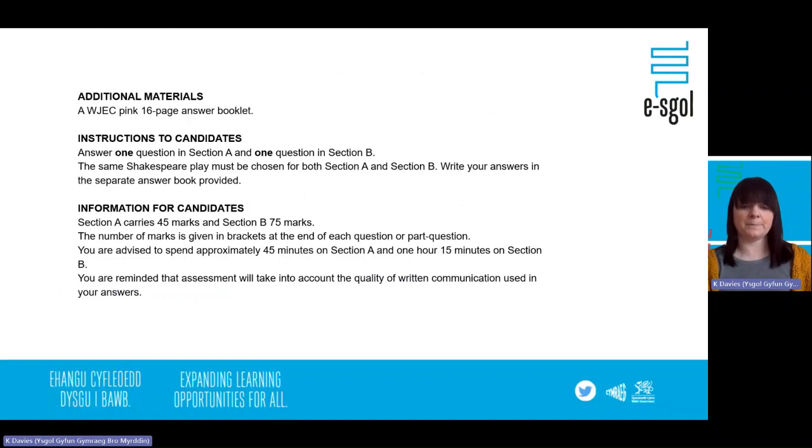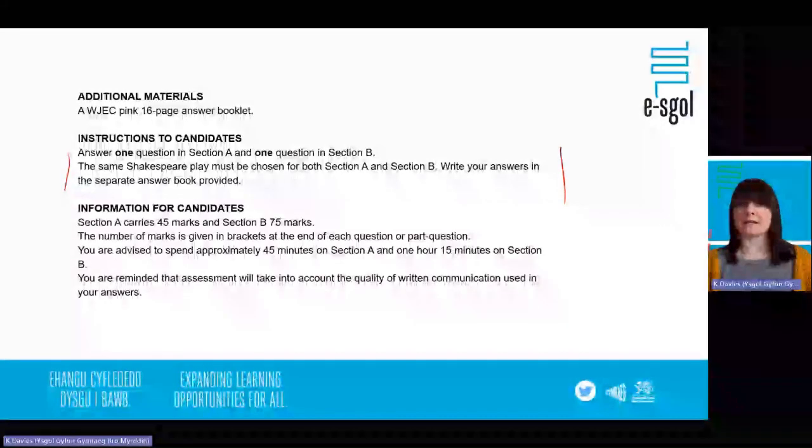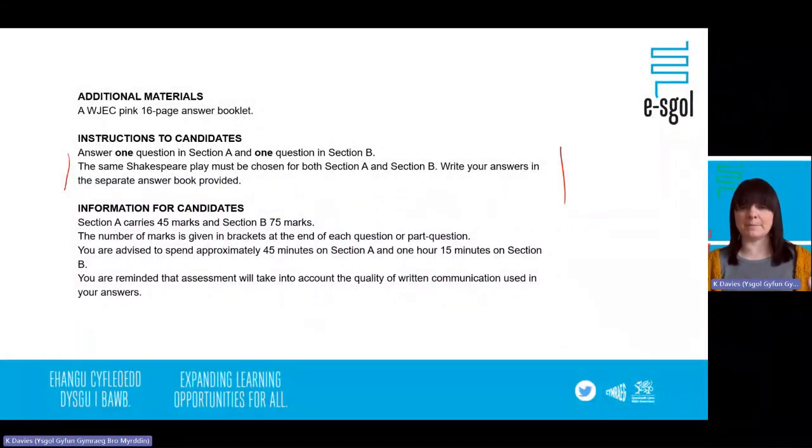So this is the front cover of the examination paper. Make sure that you have read all of the instructions clearly. Like I've said, the same play must be chosen for both section A and section B. The instructions and rubric at the front stipulate that if you answer on Hamlet and The Tempest, 2 separate plays, that would class as a rubric infringement. Write your answers in the separate answer book provided, ideally in black ink. At the bottom, there is a reminder that assessment will take into account the quality of written communication used in your answer.